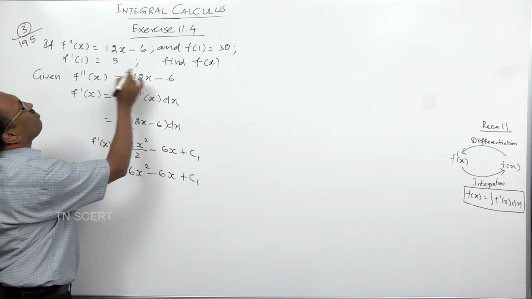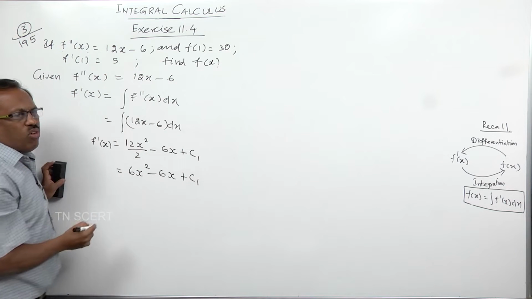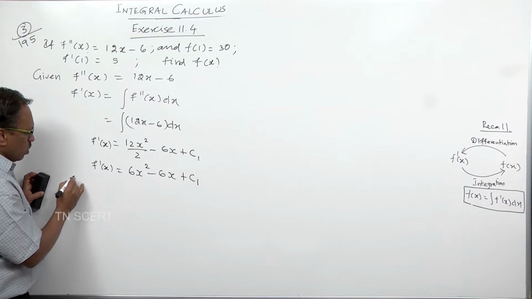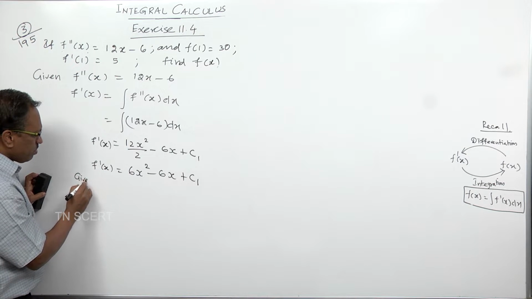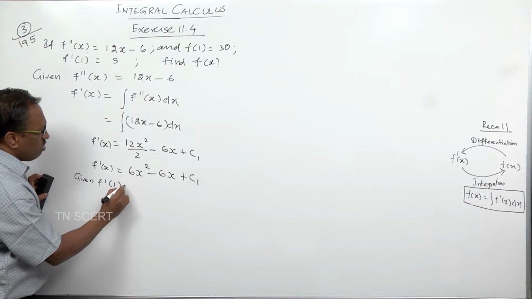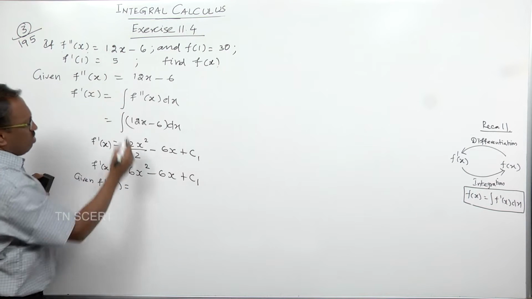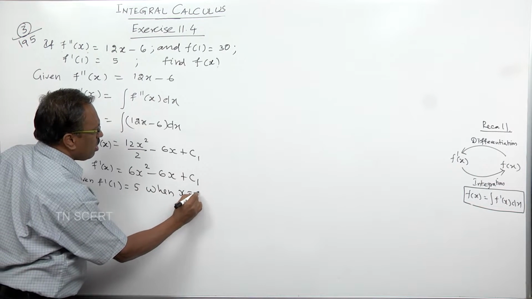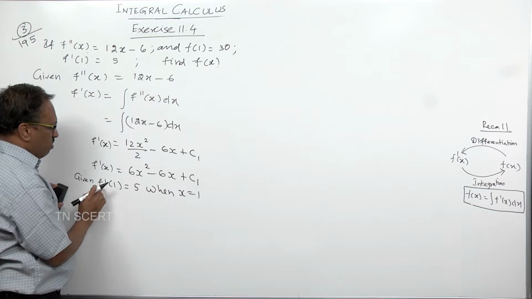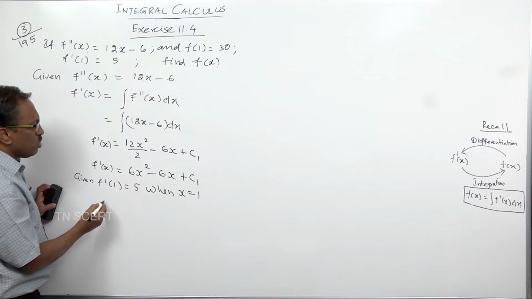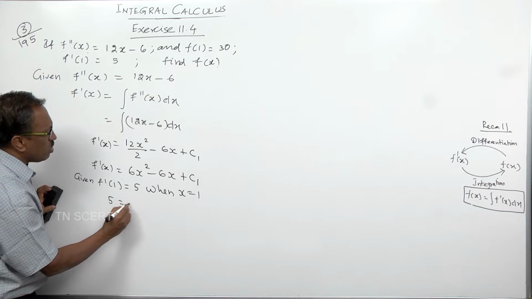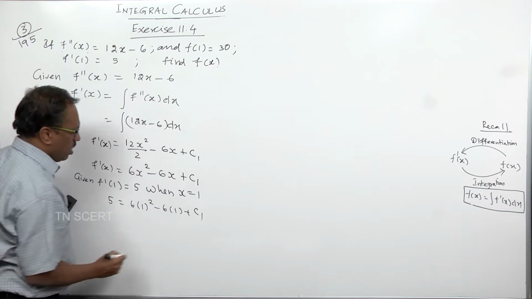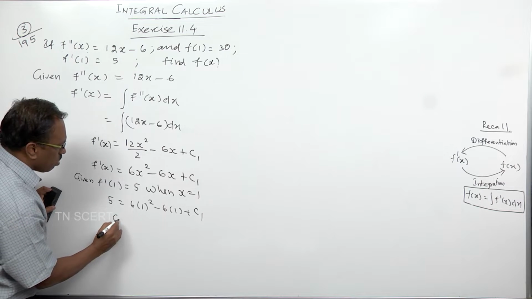Here this is f dash of x, and f dash of 1 is given. How much is it? It is 5 when x is 1. Just substitute: 5 is equal to 6 into 1 squared minus 6 into 1 plus c1, which means c1 is equal to 5.